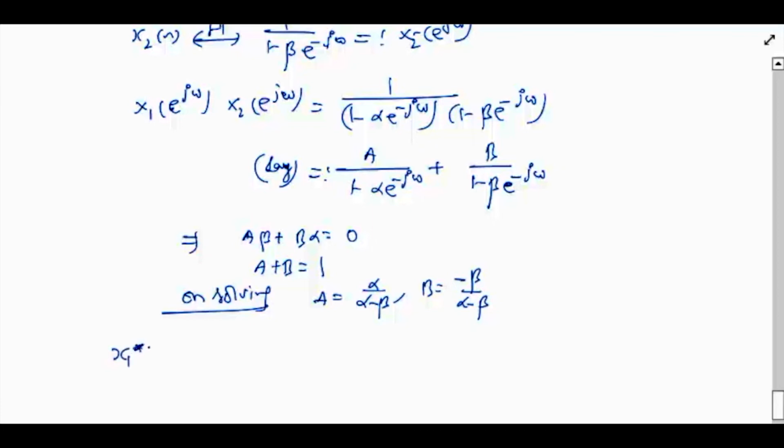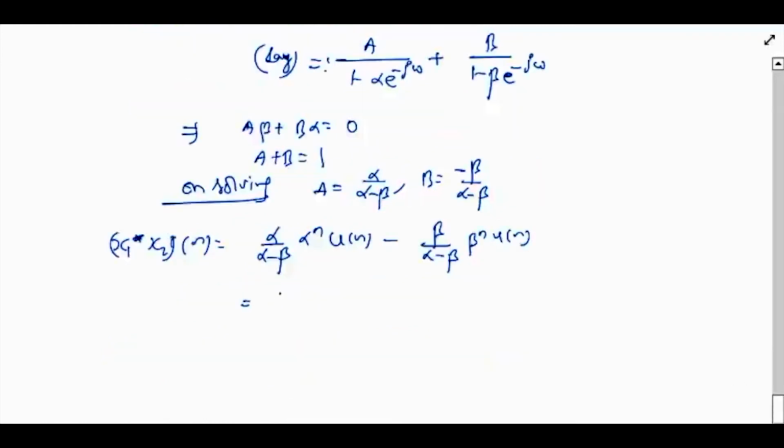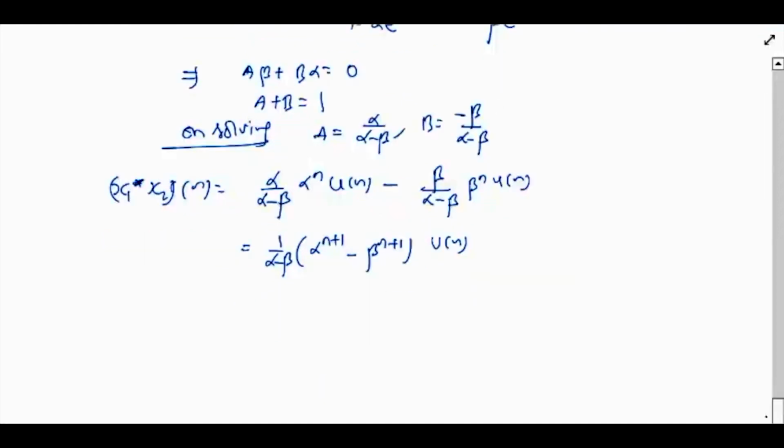This says that the convolution of x1 and x2 is alpha over alpha minus beta alpha raised to n u[n] minus beta divided by alpha minus beta beta raised to n u[n], which in turn can be written as 1 over alpha minus beta times alpha raised to n plus 1 minus beta raised to n plus 1, the whole times u[n]. Let's see another example where we cannot use simple partial fraction expansion, but I use the convolution property in conjunction with the differentiation in frequency property to compute convolution.